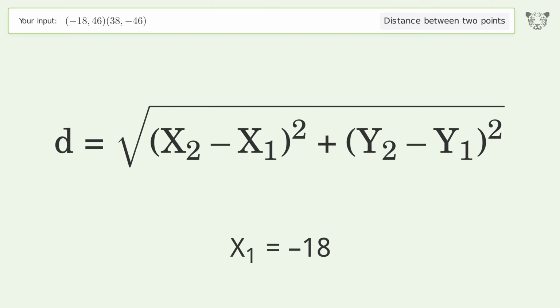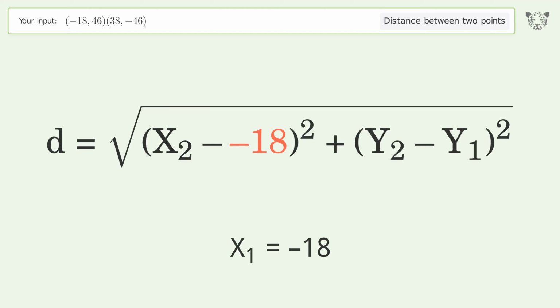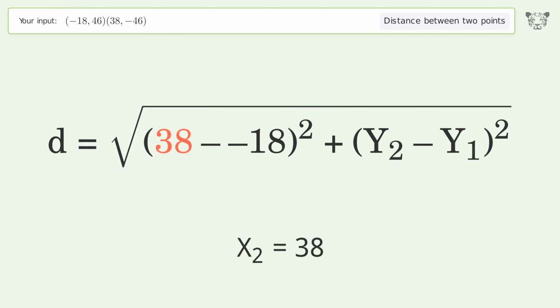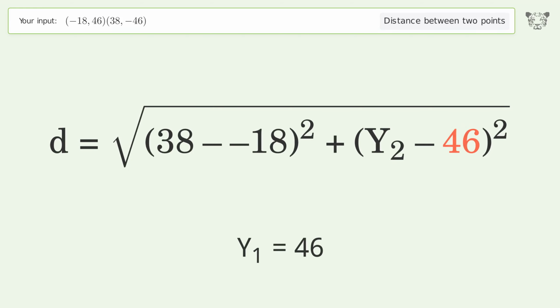x1 equals -18. x2 equals 38. y1 equals 46. y2 equals -46.